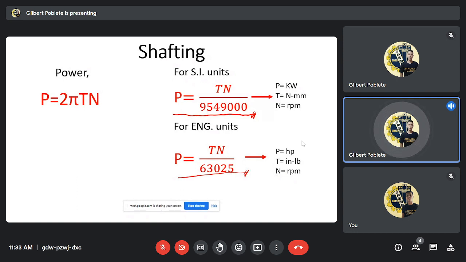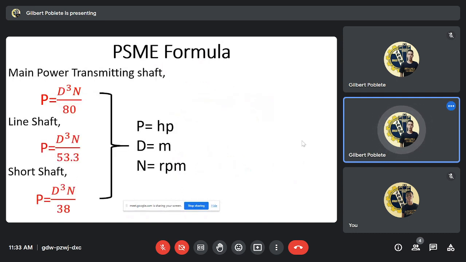So dito meron tayong tinatawag na PSME formula. So dito may katangian tayo ng shafting na main power transmitting shaft, tapos line shaft, tapos short shaft. Ito naman is sinasabi naman to sa problem kung anong shaft na given. So tatandaan lang natin yung mga formula nila.